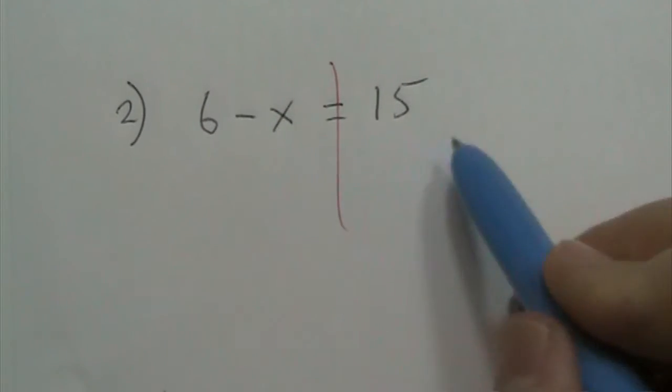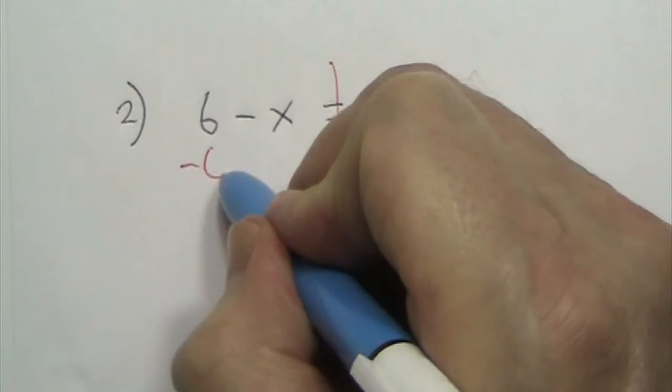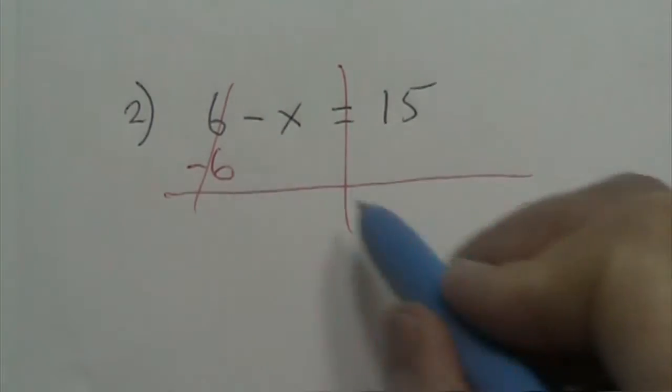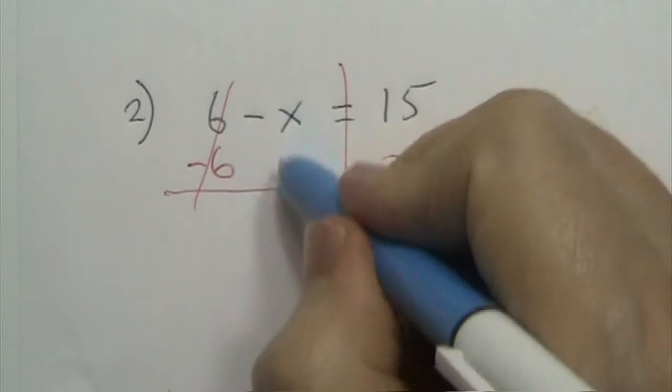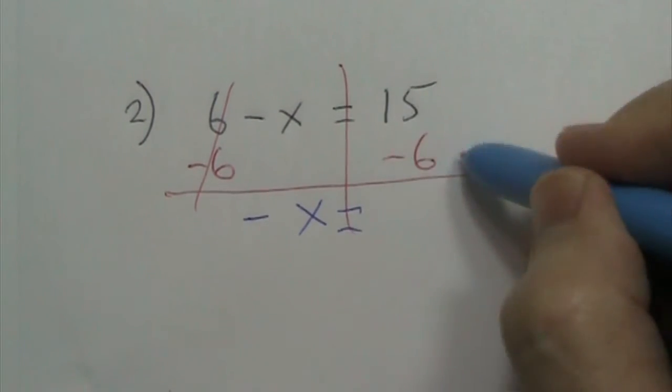Okay, we have a left side and a right side. First step, get rid of the constant, make it a 0. That makes that a 0. But you have to do it to both sides. Bring the rest down. Now that's a negative x there. 15 minus 6.